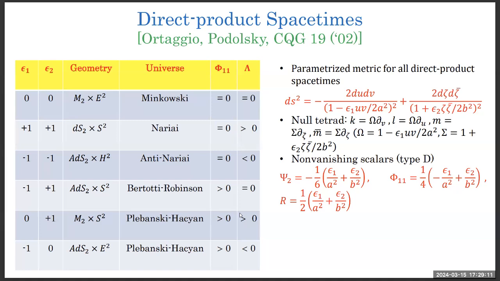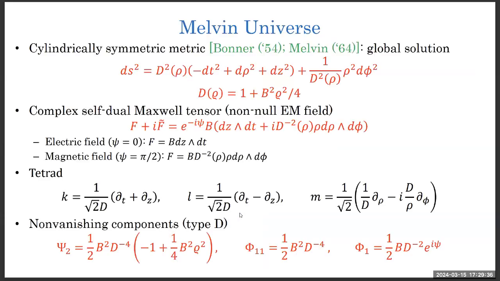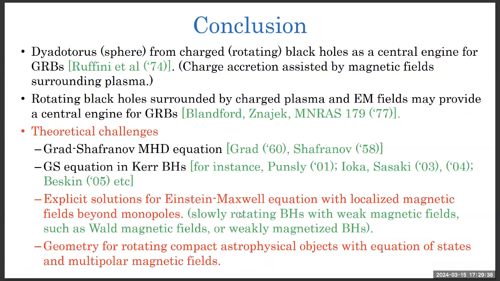In this table, all can be summarized. What remains is the two-dimensional compact manifold. So we classify all of them. And now I do not have time to go to that magnetic black hole. Actually, you are interested, and your group is interested. Now let me go to the conclusion instead.